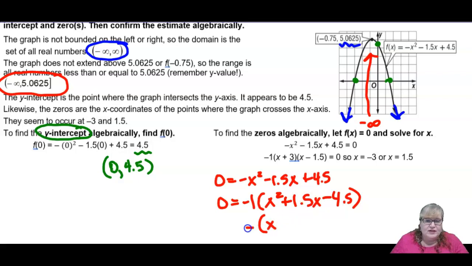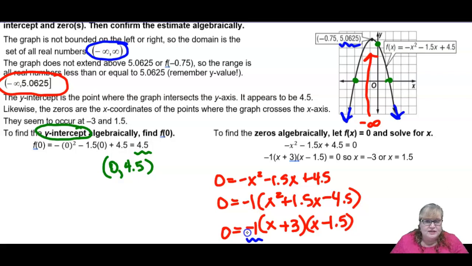I would not ask you to factor this without whole numbers, but it factors x plus 3 and x minus 1.5, because that would give us a negative 4.5 back here, and 3x minus 1.5x in the middle would give us this 1.5x. Now, I hope you're remembering, but this value can never equal 0 here.